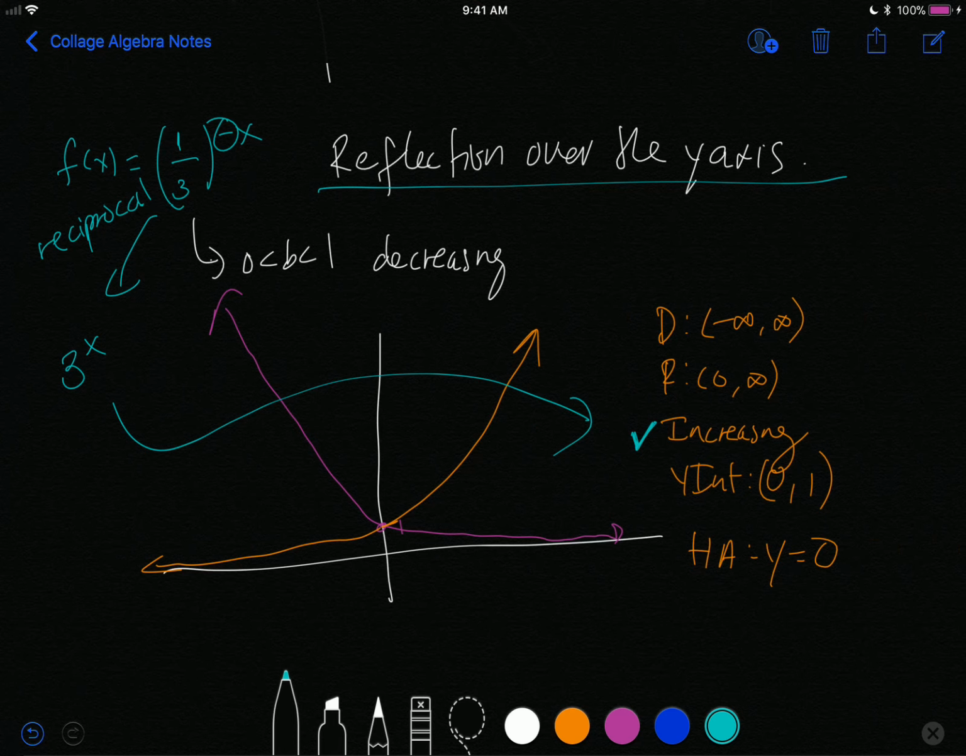Okay, that's a basic overview of your properties of exponential functions. There is more to know about these, but we will be switching gears right now, and we'll be looking at equations involving exponentials.